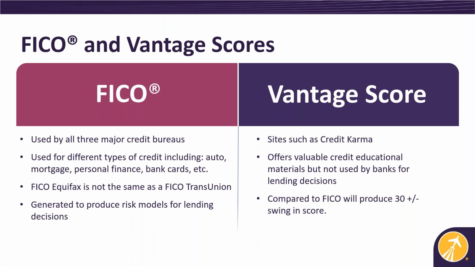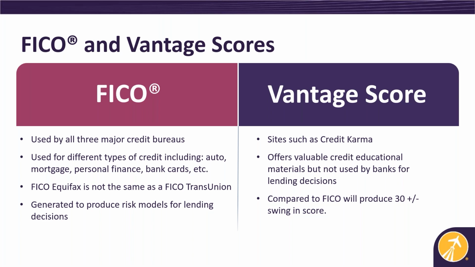A FICO score, a Vantage score is a FICO score. I'll shortcut this for us. If you're looking at Credit Karma and some of the other sites, they generate Vantage scores. The key here is that Vantage score is not used for lending purposes. So there's lots of good that still comes from using a Vantage score. You're becoming more educated about the scoring process. It becomes a valuable tool. It's good for education. It's good for you to start having different practices and working on your score, but it's not used for lending purposes.